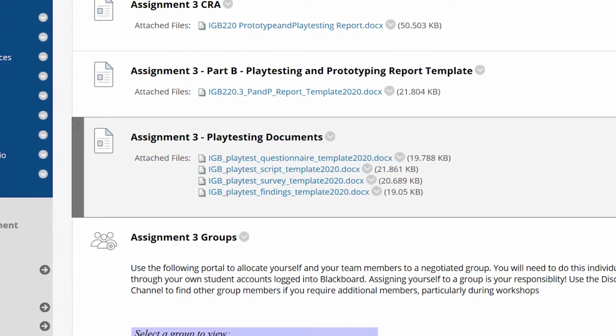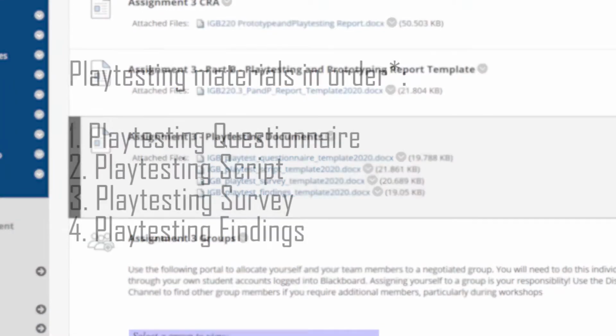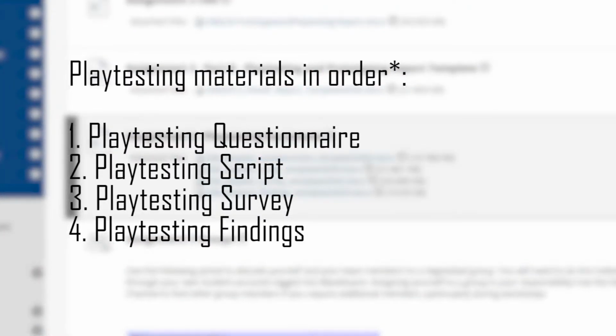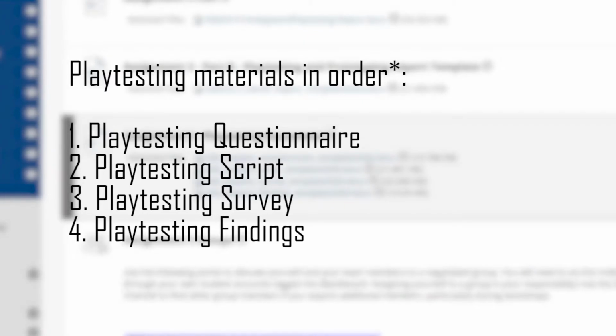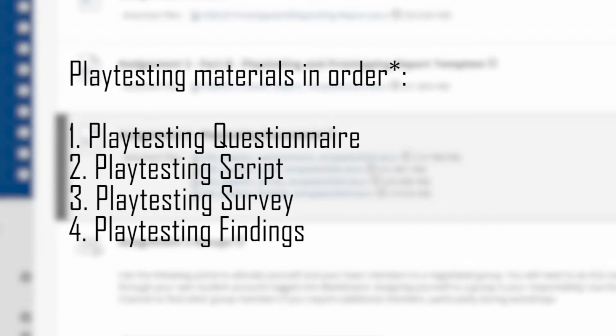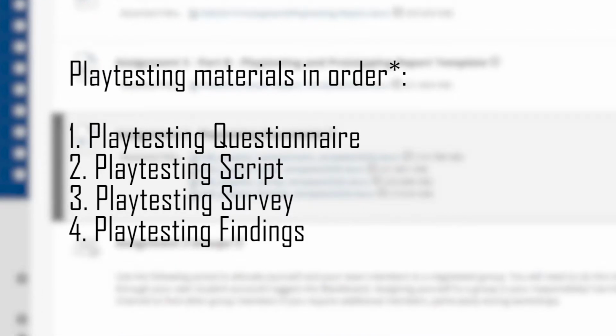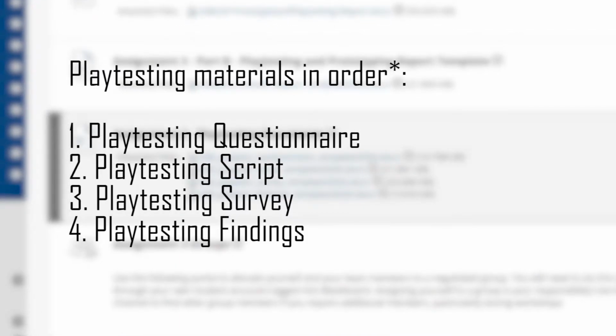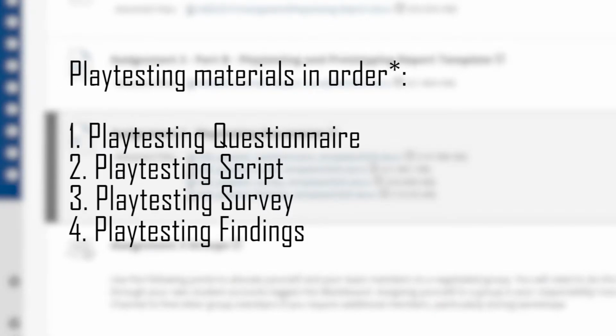For your reference, these playtesting materials are, in order of use, the Playtesting Questionnaire, the Playtesting Script, the Playtesting Survey, and finally the Playtesting Findings document. All of these documents are available online on Blackboard under Assignment 3.